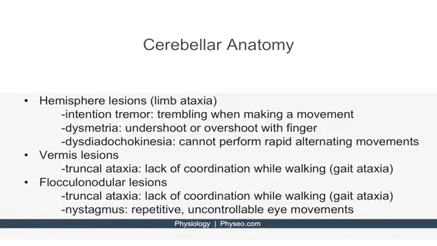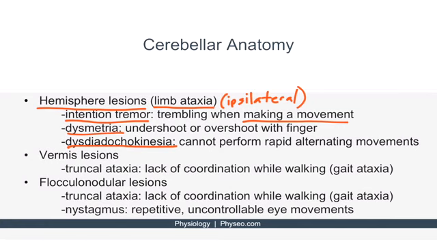So this is a review of the cerebellar anatomy. Now let's review what these lesions will look like. If you damage the hemisphere, you get hemisphere lesions. Once again, you'll get limb ataxia. Recall that you'll get intention tremor, dysmetria, or dysdiadochokinesia. Now, intention tremor is trembling when making a movement. And remember, it's going to be on the ipsilateral side. So if the patient damages the right cerebellar hemisphere, then the right arm or right leg will demonstrate trembling when that patient is trying to move those limbs.